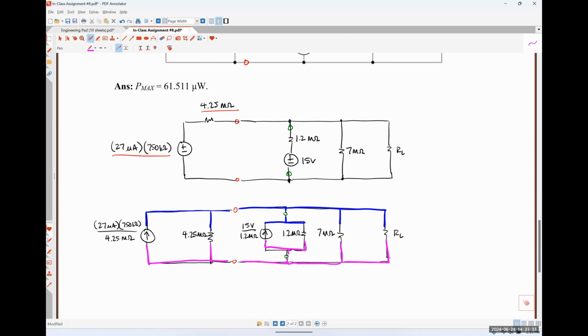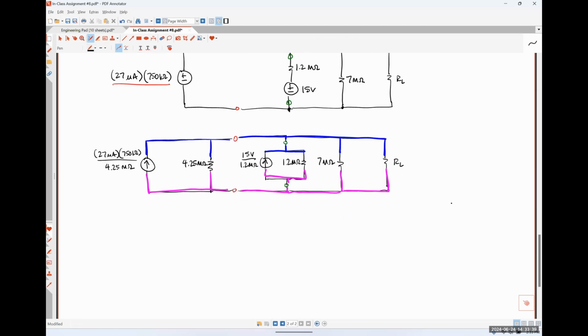I can combine them into a single equivalent current source, right? So realistically, my next step could be to just redraw this circuit as a single current source in parallel with a single resistance in parallel with my resistance RL. So I got this circuit down to something much, much more manageable within just a few source transformations.